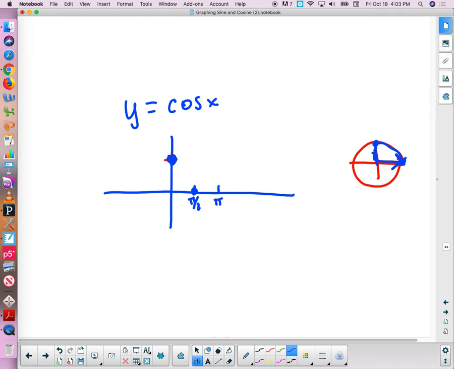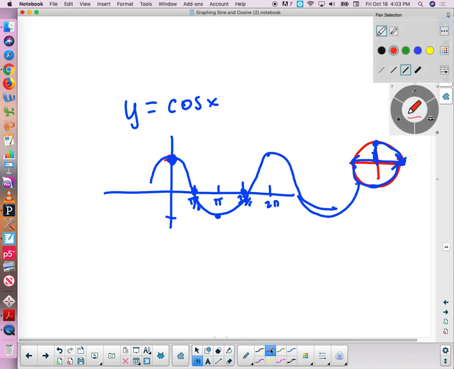At pi, it's a negative 1-to-1 ratio. At 3 pi over 2, it's back to 0. And at 2 pi, you're back where you started from at 1. So cosine rolls in like this. And it goes on and on forever. And so cosine, we talk about starting at the origin as high, middle, low, middle, high. Cosine looks like a shifted over sine wave, actually, where your sine wave comes in like this.